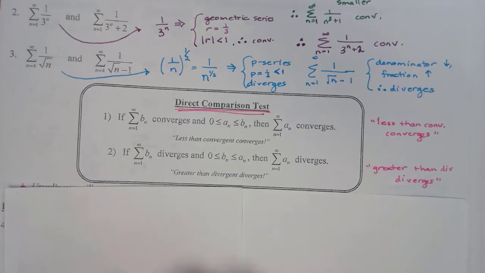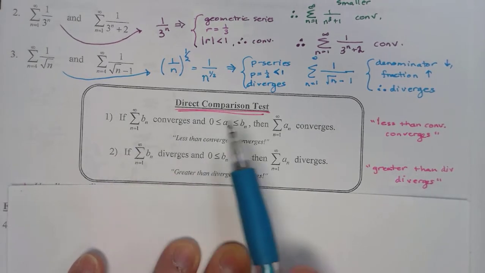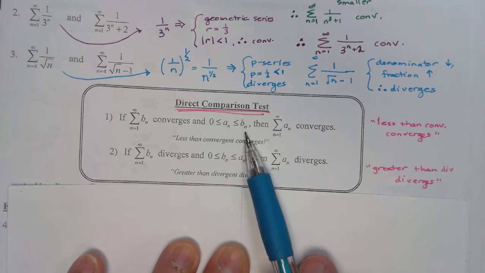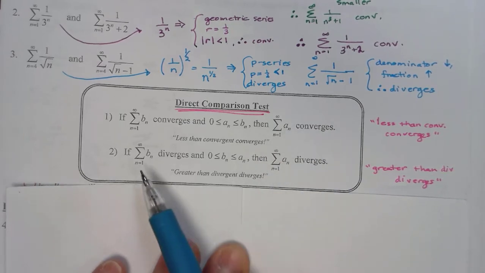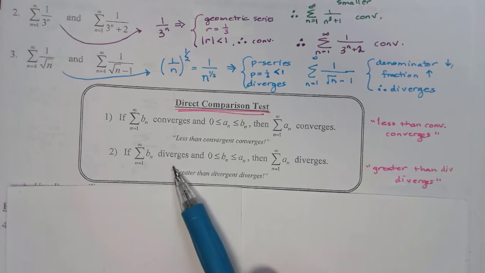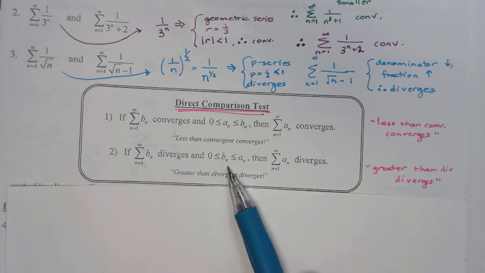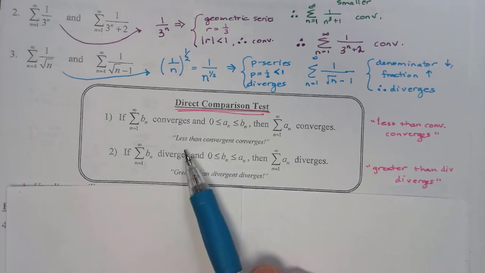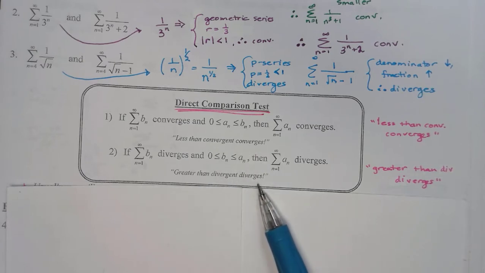And that brings up our direct comparison test. If I have a series, b sub n, and it converges, and I have another series, a sub n, which is less than or equal to b sub n, term by term, then a sub n has to converge. If I have a series, b sub n, and it diverges, and I have another series which is term by term bigger than b sub n, then that series, a sub n, also diverges. So we can say a series less than a convergent series converges, a series greater than a divergent series diverges.